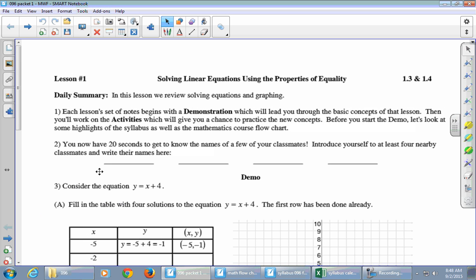Let's do some math. Number 2, you have 20 seconds to get to know the names of a few of your classmates. Introduce yourself to at least 4 nearby classmates and write their names here. Go.